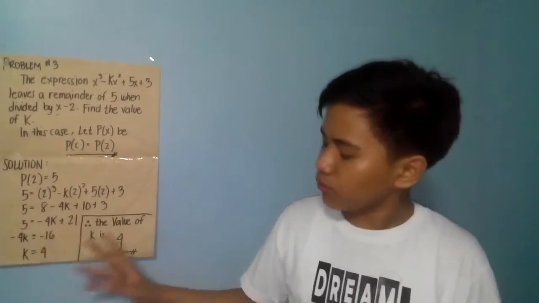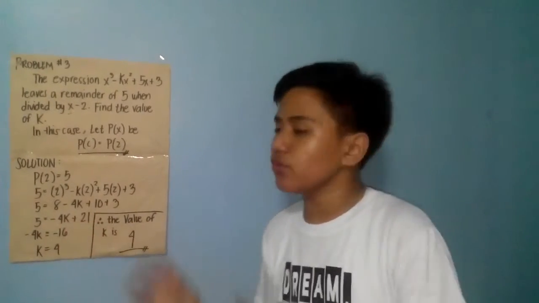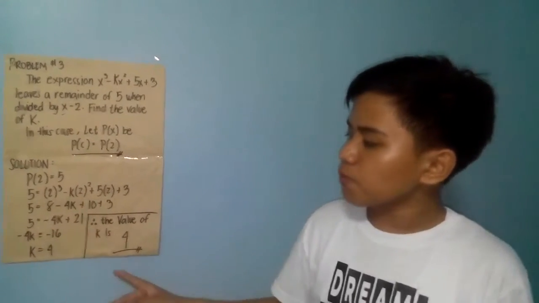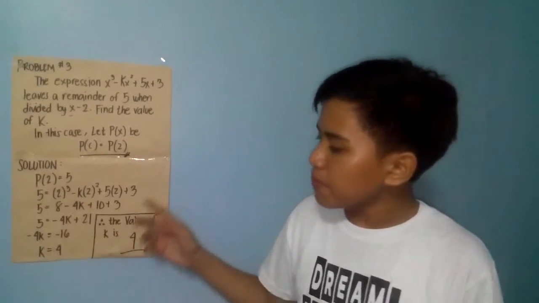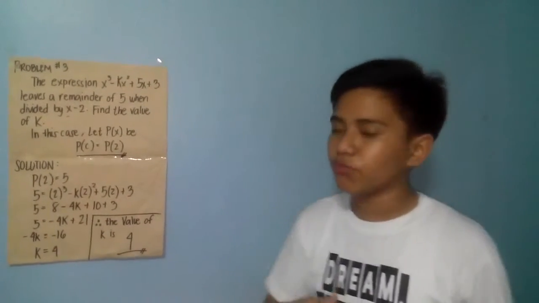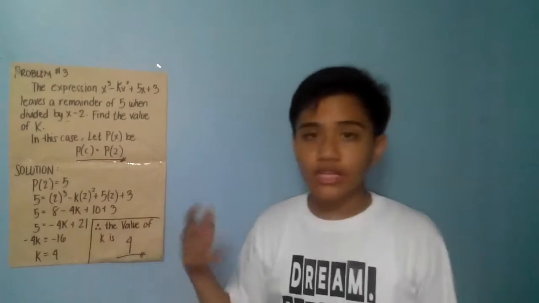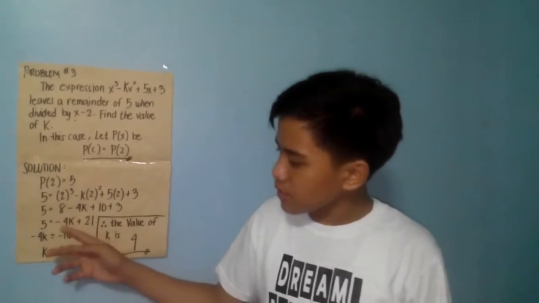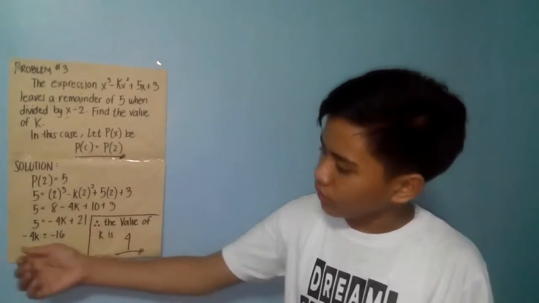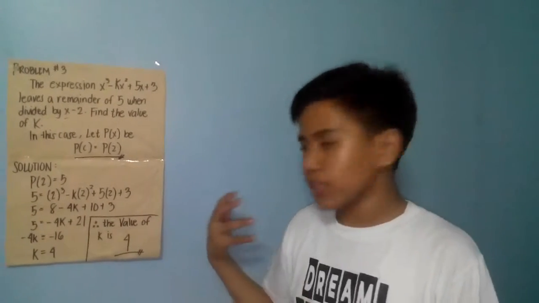And then we need to transpose the positive 21 to the other side, on the 5 side, and it will become negative 21 plus 5. And then when we solve negative 21 plus 5, it has a sum of negative 16. And in this equation, negative 4k is equal to negative 16.